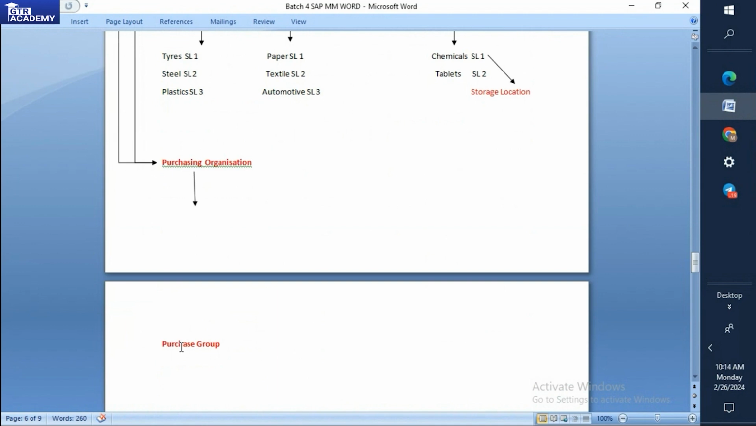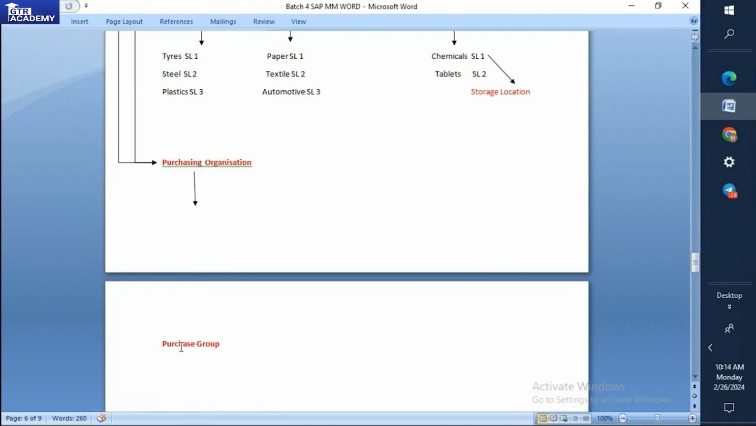So do you have any doubt under the purchase organization or the purchase group? Ma'am, is the purchase group contract based, or permanent? I mean, will the purchase group be based on contract? No, it is not contract wise.